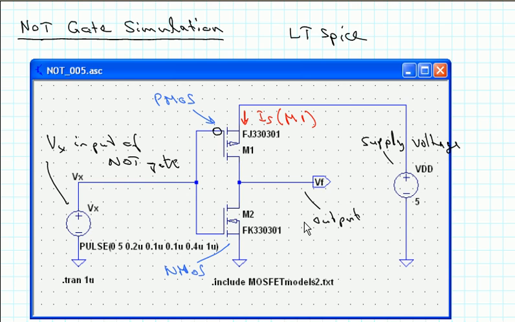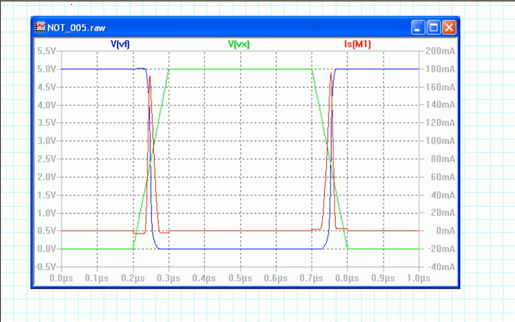Okay, and we're going to simulate this for 1 microsecond, and the voltage source here is set to make a pulse with some rise time of 0.1 microsecond, fall time of 0.1 microsecond, and it goes from 0 to 5 volts and then back to 0 again. So here's the result of that simulation.